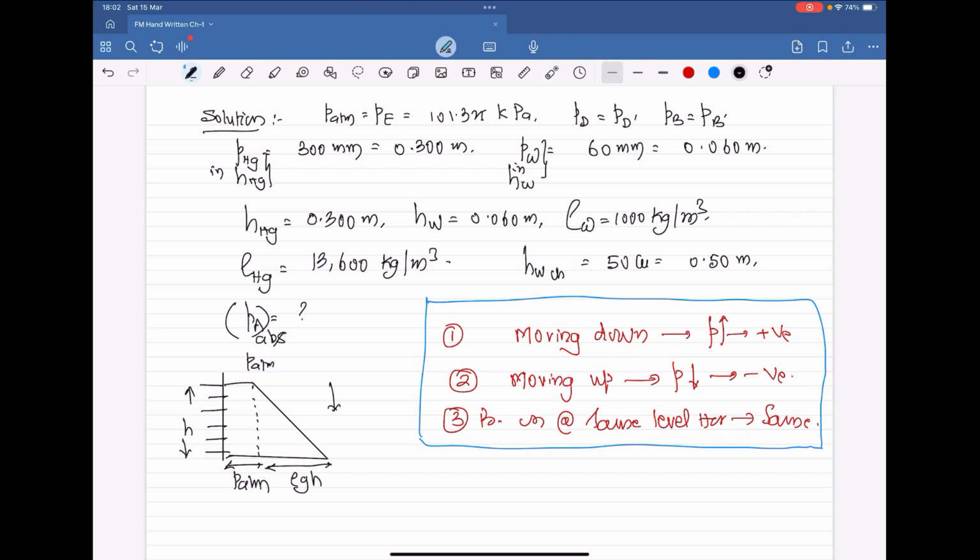As you move down, at the top it will be P atmosphere. As you move down, the pressure increases by H. If H is equal to 1 meter, then P atmosphere plus rho g into 1. If H is equal to 2 meters, it will be P atmosphere plus rho g into 2. This is at the point C. This is at B. This is A, B, C. This is D. At the point C, it is P atmosphere plus rho g H.